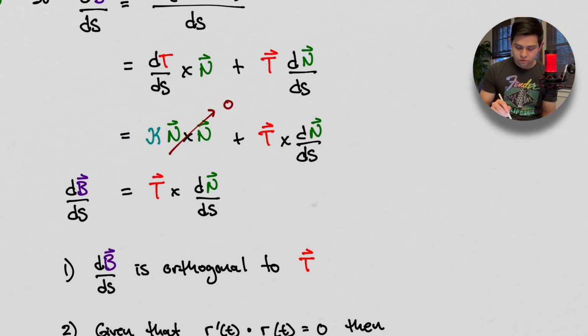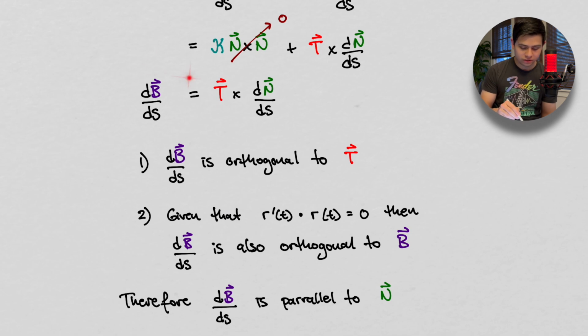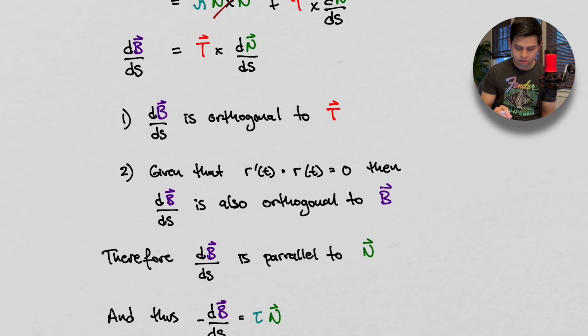And then we have this right here. So the change in B, the binormal vector, tells us something about the cross product between the tangent and the change in the normal vector. Okay. So this is some vector, right? It's orthogonal to T, because this is a cross product. It's the result of some cross product with T, so that means it's orthogonal to T.